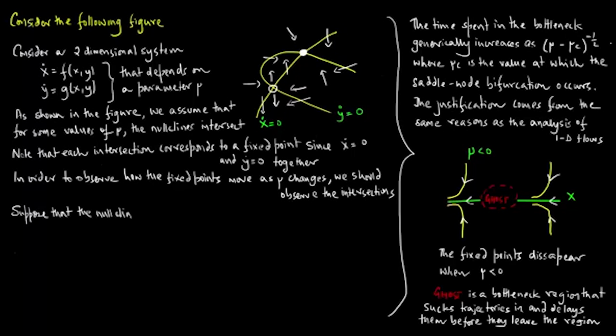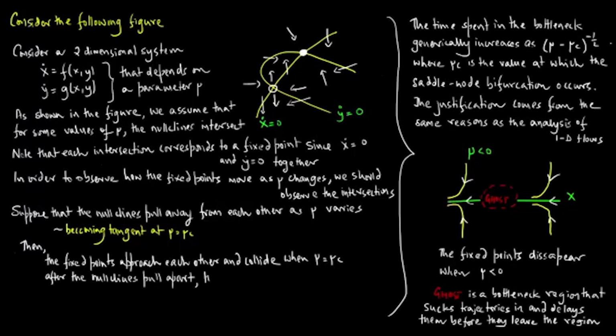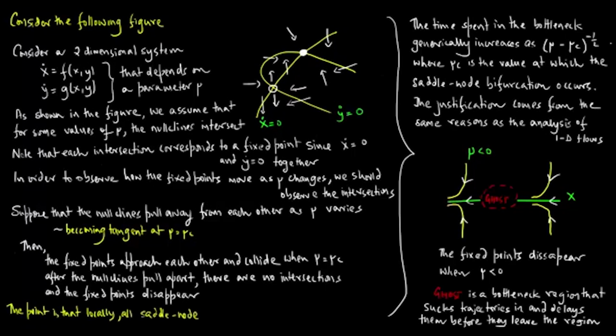Now suppose that the null lines pull away from each other as mu varies, essentially becoming tangent at mu is equal to mu critical. Then the fixed points approach each other and collide when mu is equal to mu critical, and after the null lines pull apart, there are no intersections and the fixed points actually disappear. The essential point is that locally all saddle node bifurcations have this character. So let's consider an example.